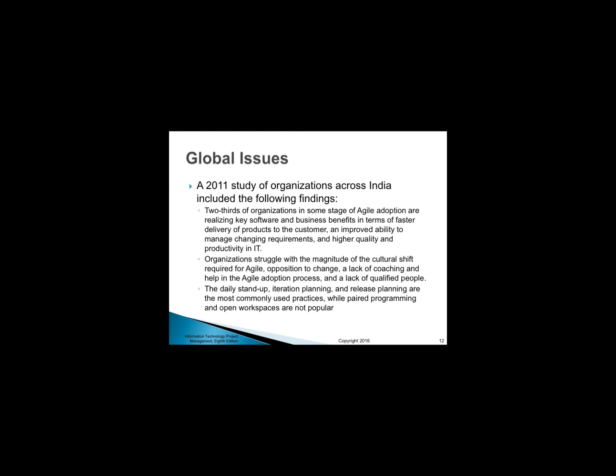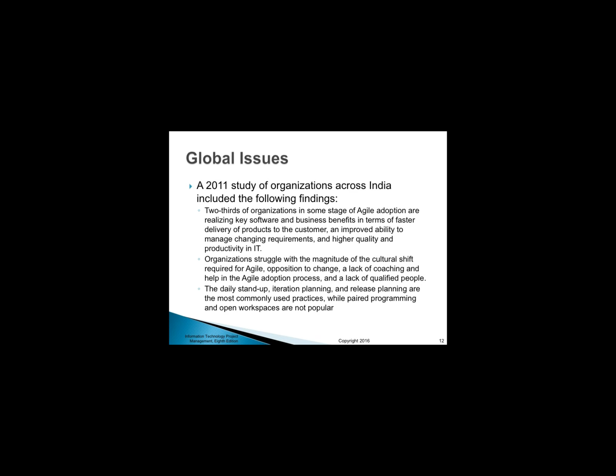In IT, organizations struggle with the magnitude of the cultural shift required for Agile, opposition to change, a lack of coaching and help in the Agile adoption process, and a lack of qualified people. The daily stand-up, iteration planning, and release planning are the most commonly used practices, while paired programming and open workspaces are not popular.